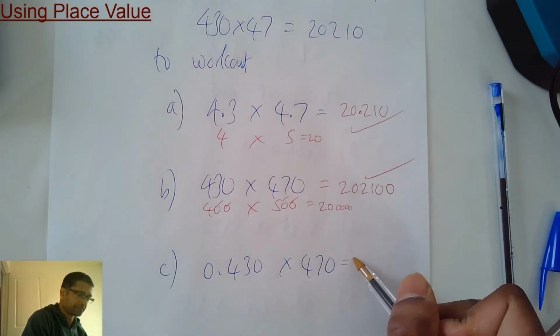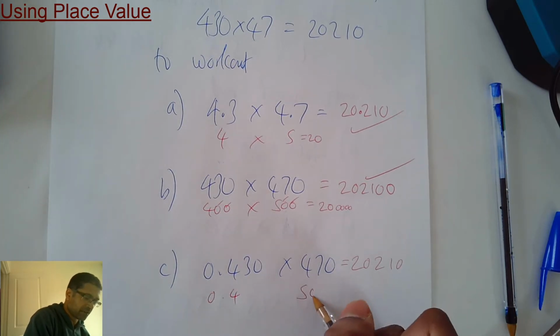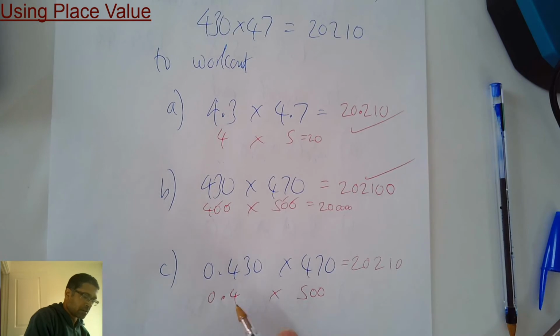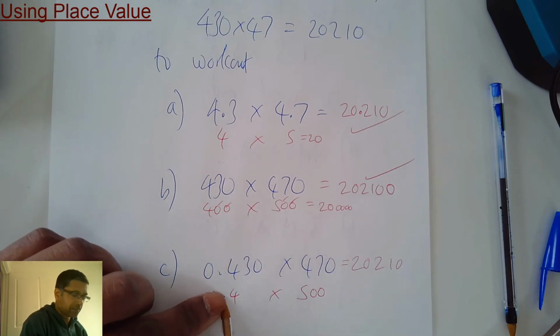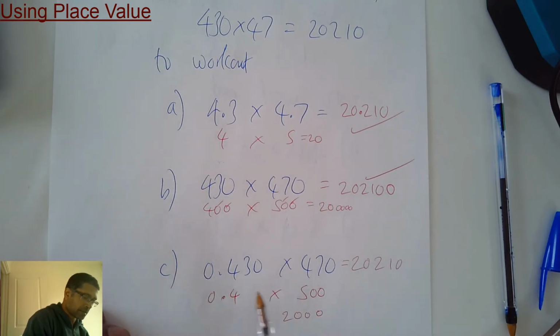Next. Copy that and then fix it afterwards. Right, that is around about 0.4, rounded to 1 decimal place. That's 500. So ignore the decimal point for now. Just say 4 times 500 is 2000.